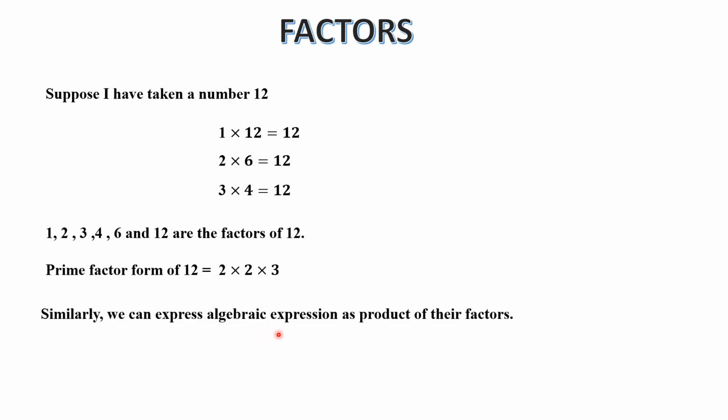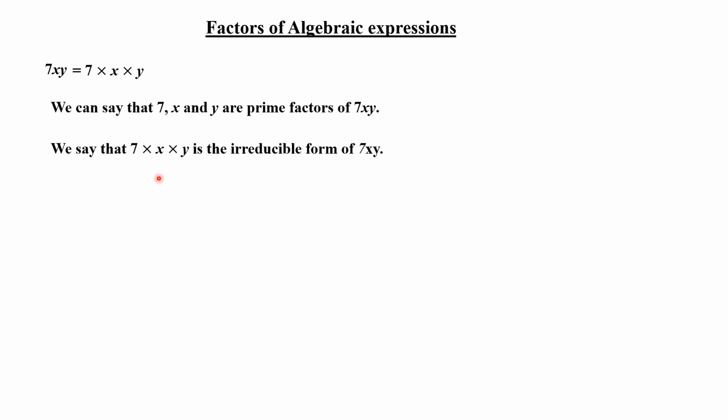Similarly, we can express an algebraic expression as the product of its factors. So we will see how to represent an algebraic expression as a product of its factors. This is my expression 7xy. If I write it in terms of its factors, it will be 7 into x into y, and if you multiply 7, x and y, you will get 7xy only. So I can say that 7, x and y are the prime factors of 7xy, or we can say that 7 into x into y is the irreducible form of 7xy.